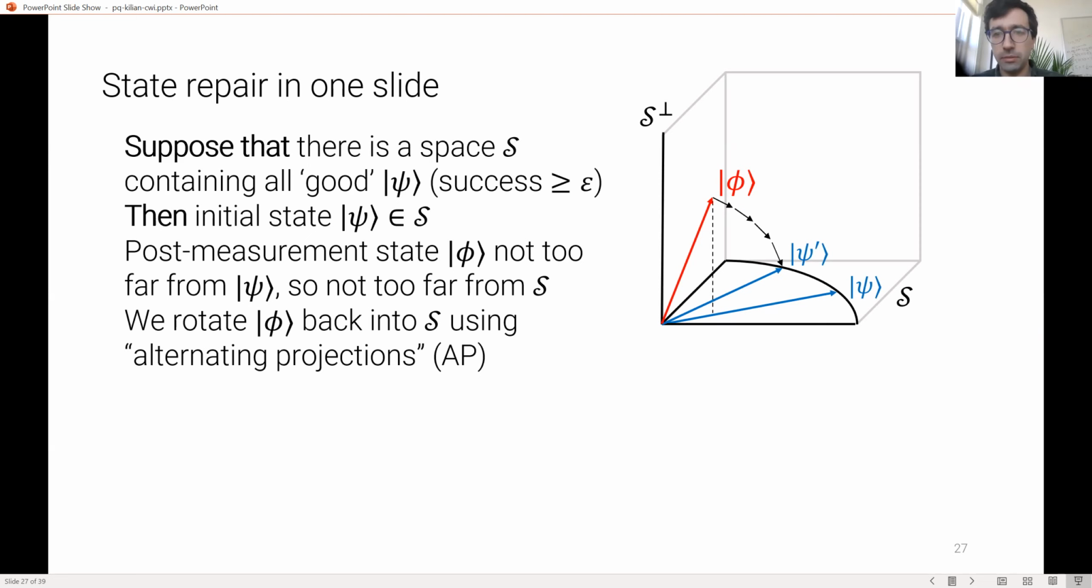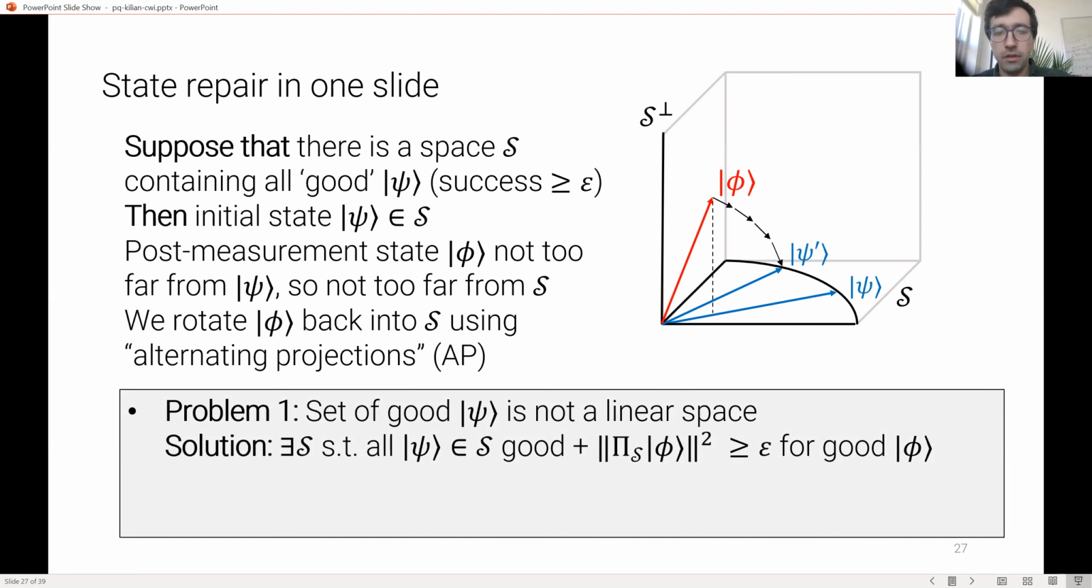So that's the basic schematic. There are a couple of problems with this outline. Firstly, I lied about the set of good states being a linear space. However, there does exist a linear space such that everything in the space is good, and also if you are a good state, then you have a pretty good overlap with the space. So this is good enough.